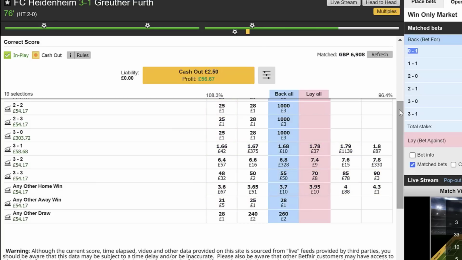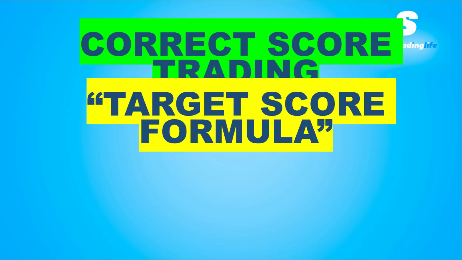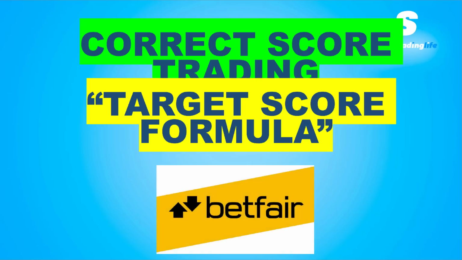In this video, we're going to be trading the correct score market on Betfair and showing you a bunch of real life trades so you can see how we traded it and the decision making process. But most notably, we're going to be going over the importance of your target score formula when preparing to trade the correct score market. If you've got any sort of interest in football trading, you're going to love what we've got coming up in this video.